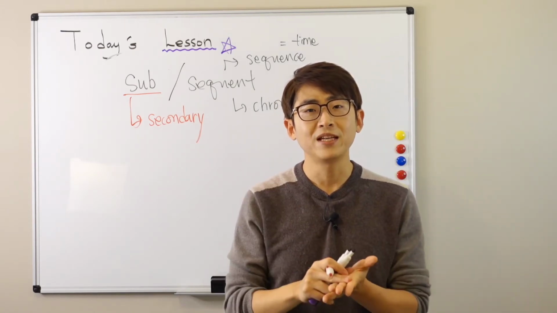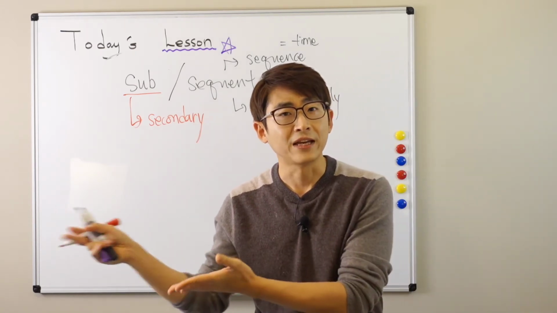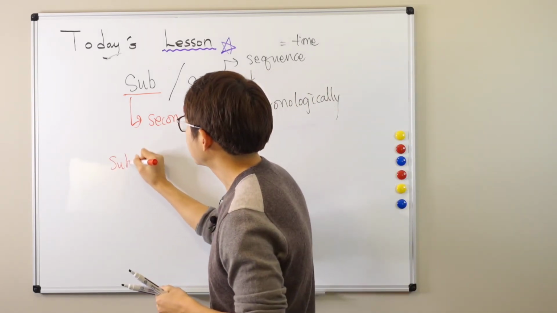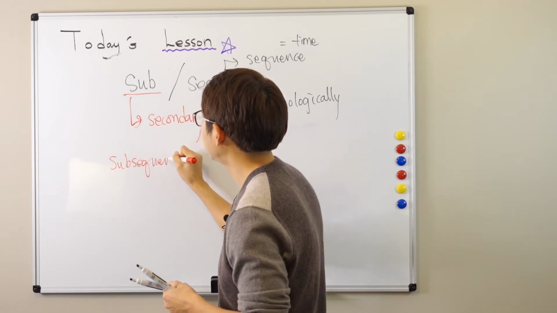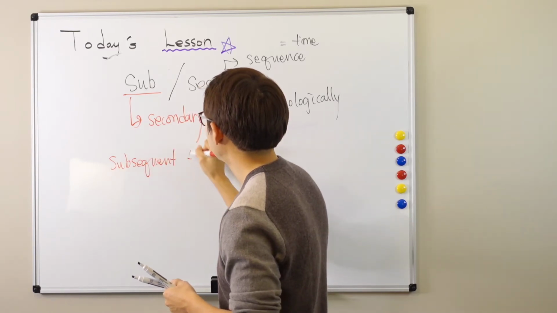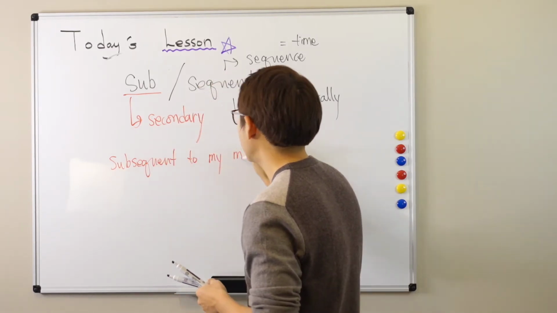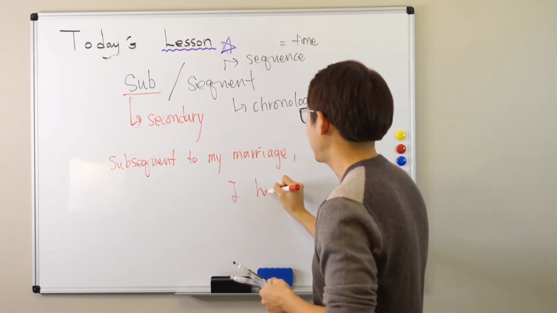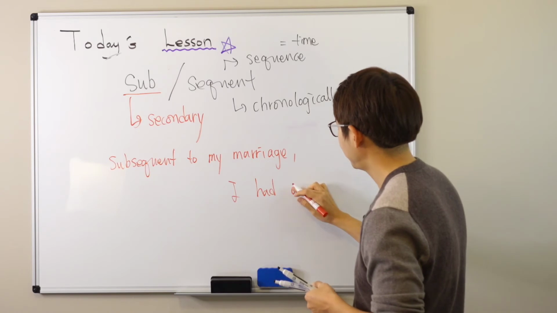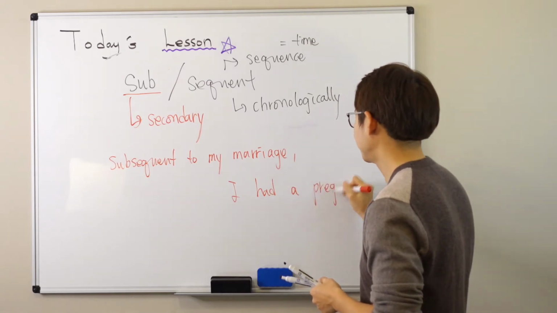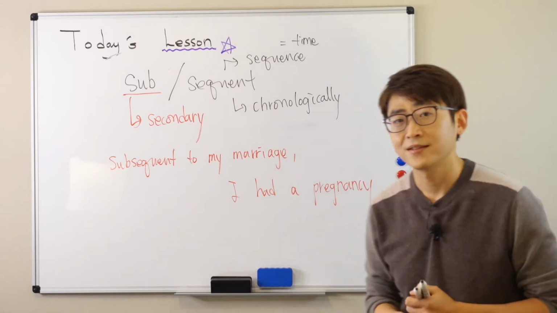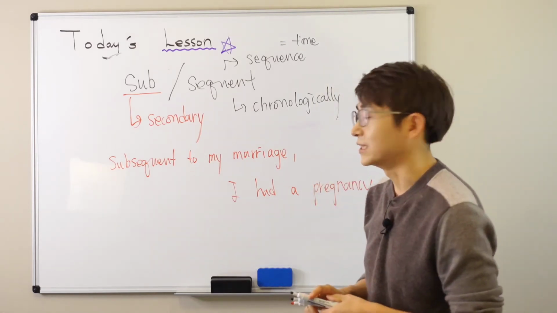basically means happening after another event. So I can say subsequent to my marriage, I had a pregnancy. Okay, so right after my marriage, I have a baby, and I use the word subsequent.